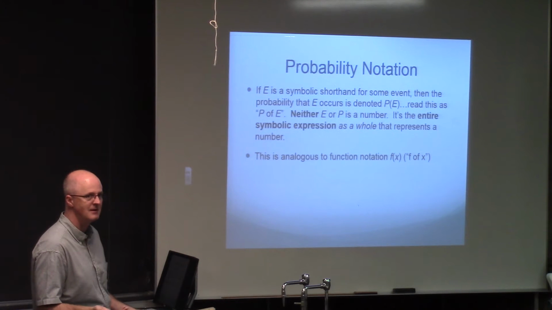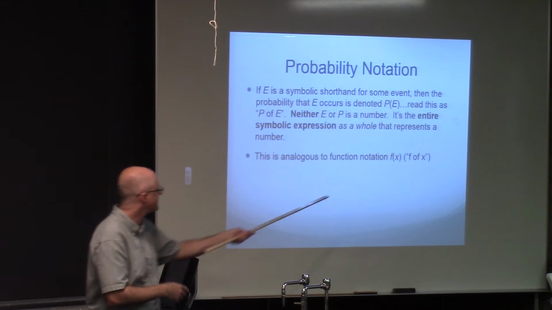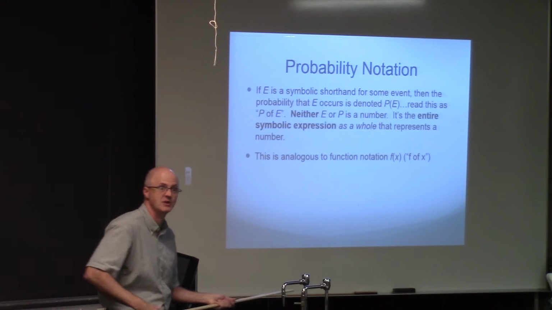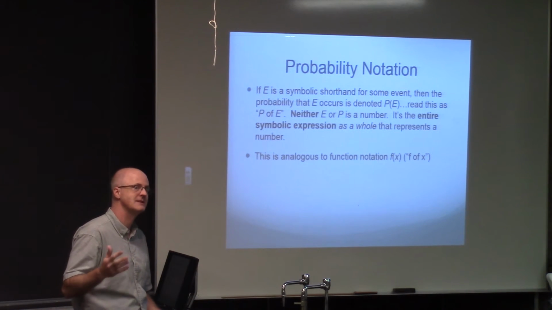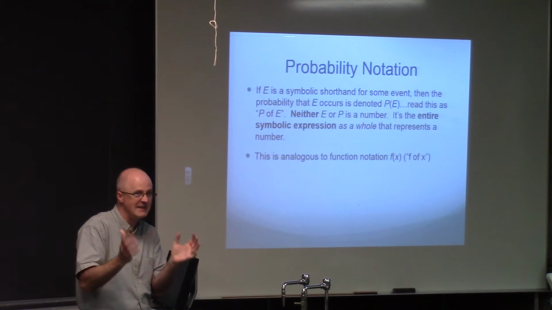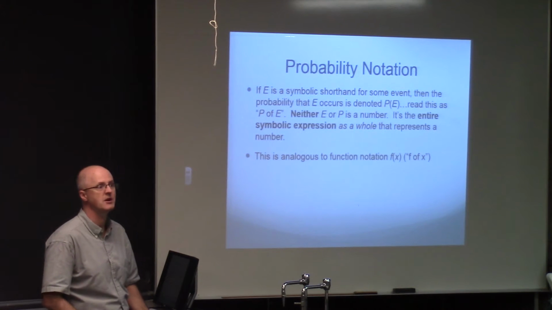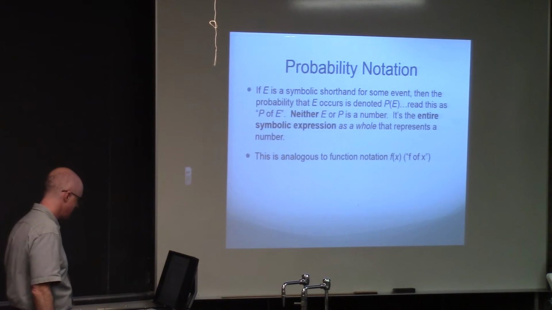E is just a symbol. P is sort of like a function. It's like f of x notation, where f is the name of a function. It's just telling you you're going to plug the event into P and get a number. P of E is the number. That whole symbol represents the probability of E occurring. Okay? You should know that.